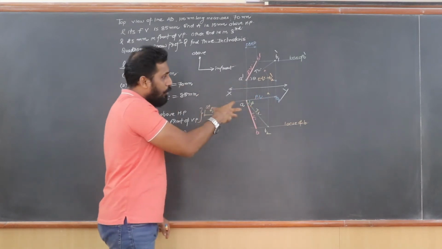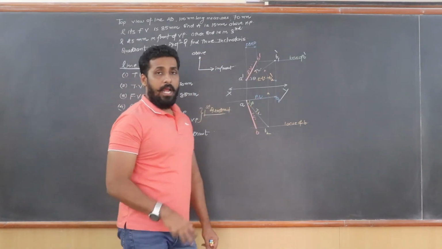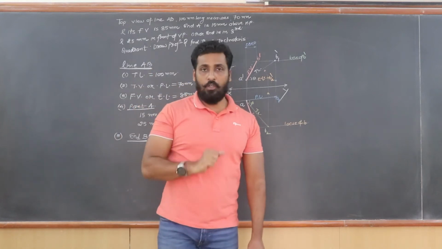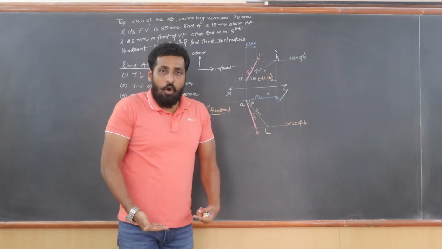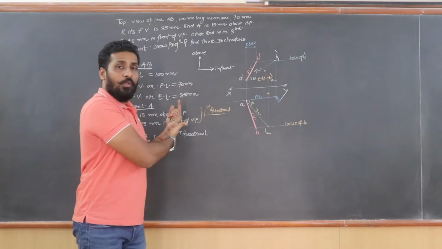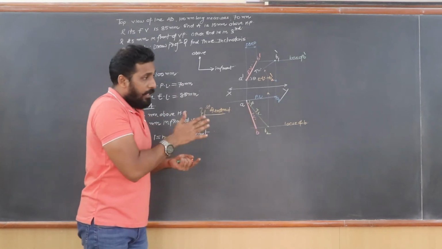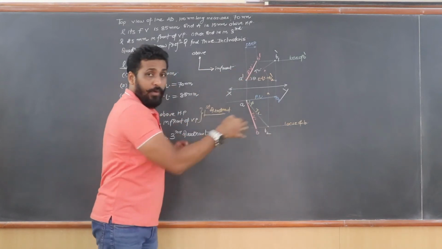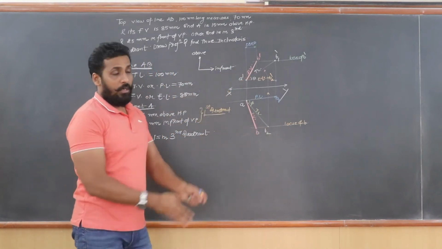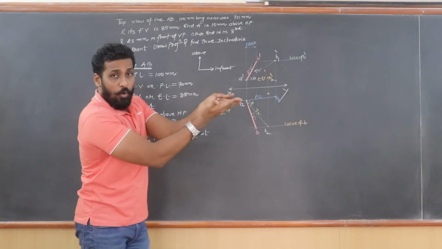So the front view lies on the vertical plane and the top view lies on the horizontal plane. Right now I am standing on the horizontal plane. Behind me there is a vertical plane, and the intersection of the horizontal plane and the vertical plane becomes the XY line. So the point is in the first quadrant. When you open the planes, the XP goes down.